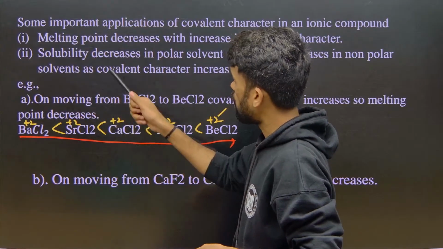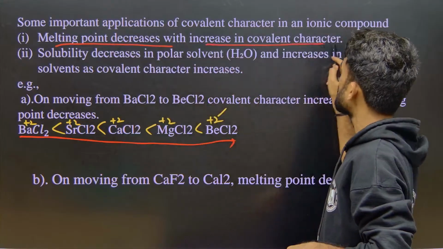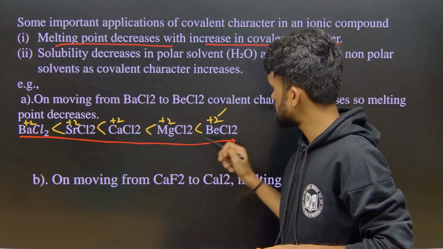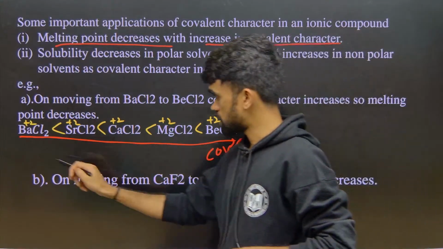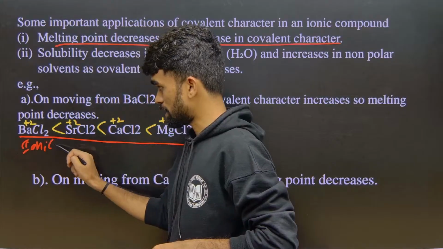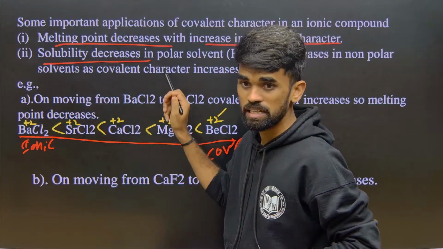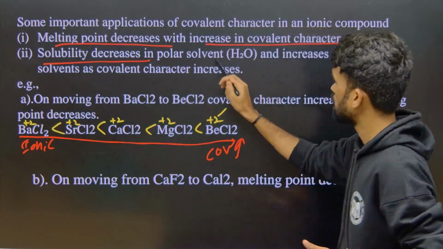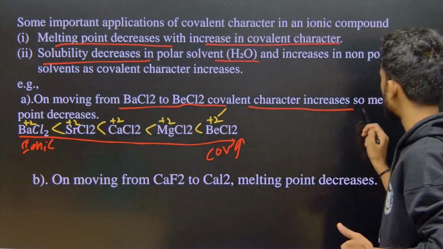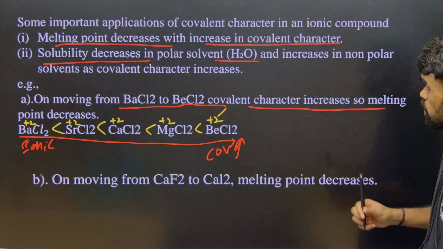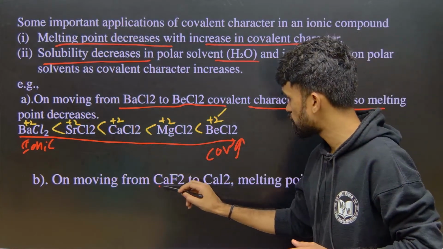What are the important applications here? Melting point decreases with increase in covalent character. This side has more covalent character and this side is ionic. So melting point decreases with increase in covalent character. Next, solubility decreases with increase in covalent character in polar solvents. Moving from BaCl2 to BeCl2, covalent character increases. Next, moving from calcium fluoride to calcium iodide.